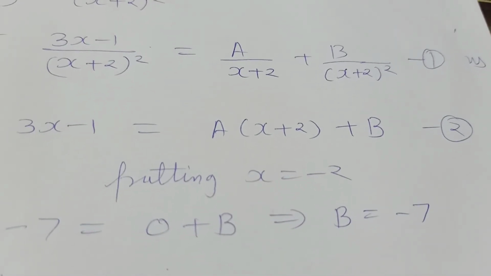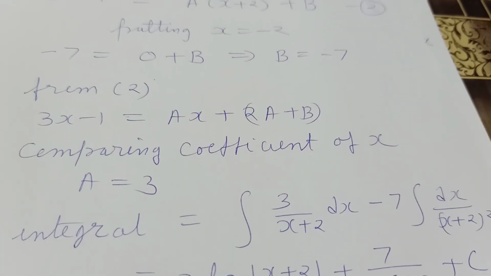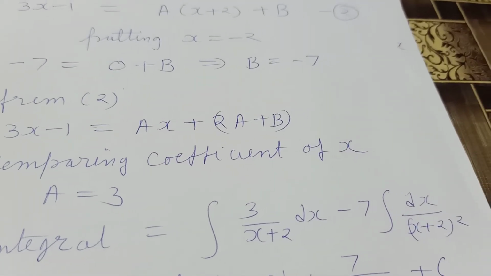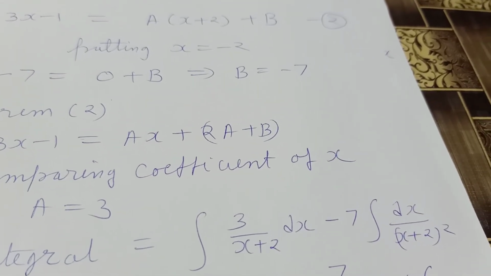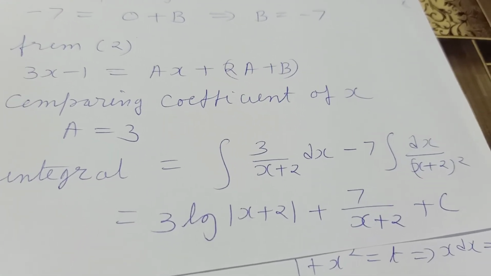So our given integral will become the integral of 3 upon x plus 2 dx minus 7 times the integral of dx upon x plus 2 whole square. If we solve it, you will get it like this. So this is our answer.